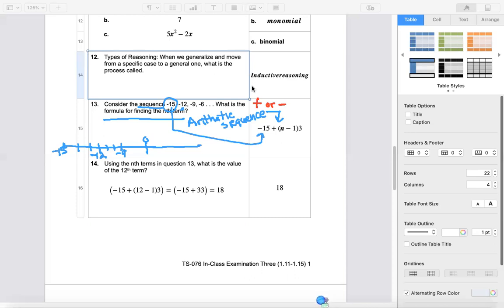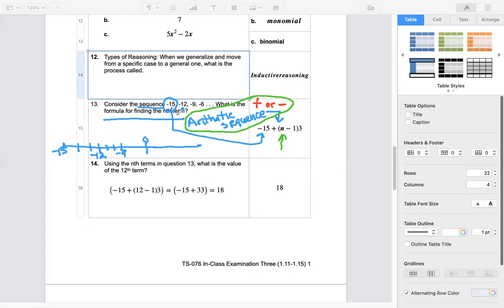If I choose a different colored pen here, when you see plus or minus, you're looking at an arithmetic sequence, okay? And the formula is starting value plus or minus n minus 1 times the number you're adding each time, the added number each time. What did this n stand for? This is what term are they asking you to find.